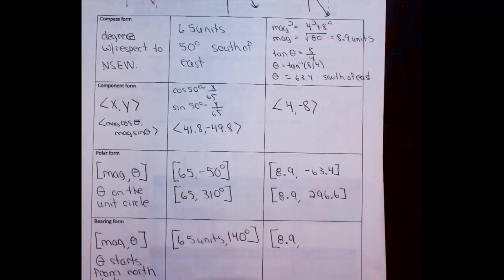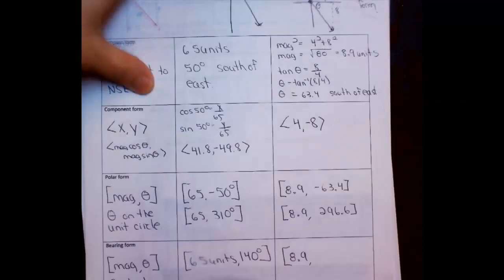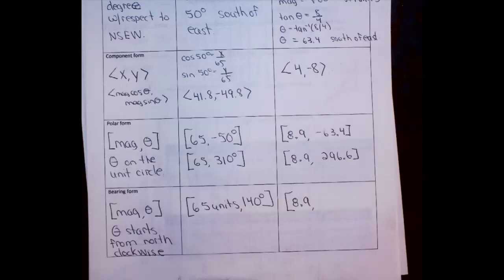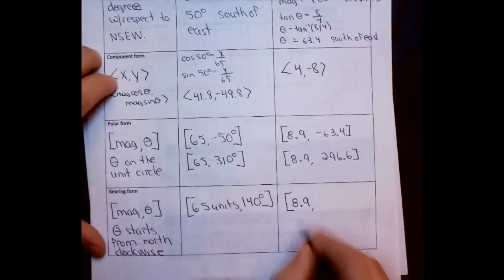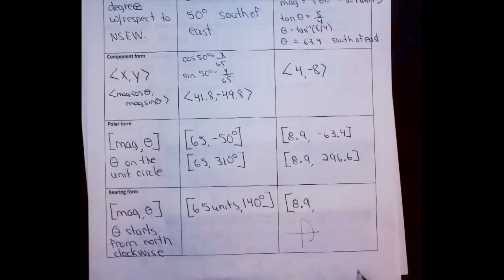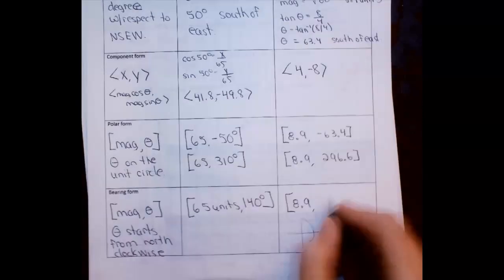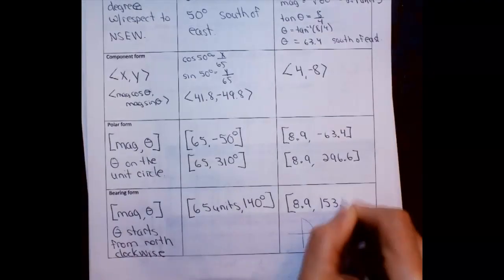Then finally, if I wrote it in bearing form, again, I want the magnitude comma the angle, but remember, bearing again starts from north. So again, I'm starting here, I'm adding that on. When I add the 90, plus that 63.4, I ended up with 153.4 degrees.